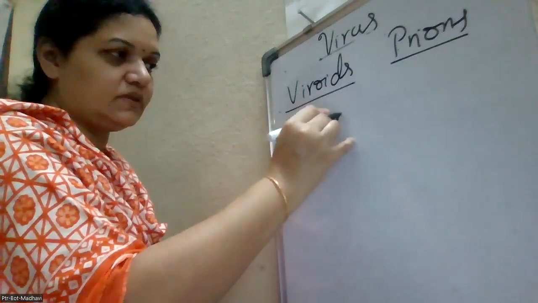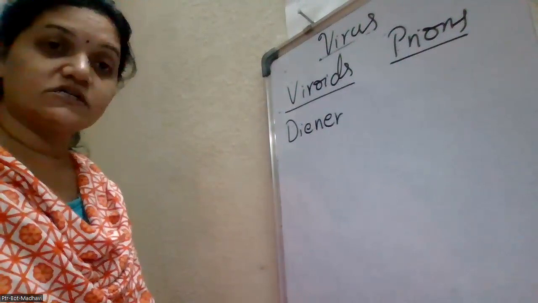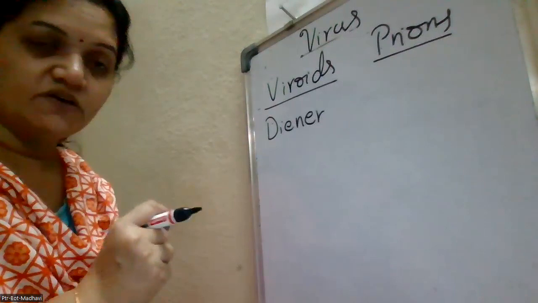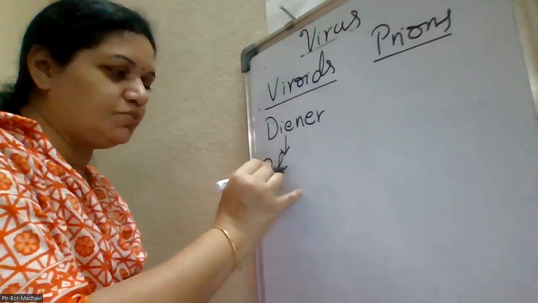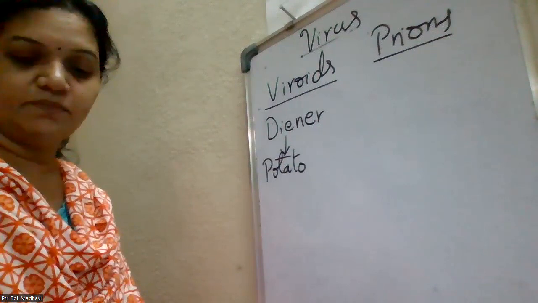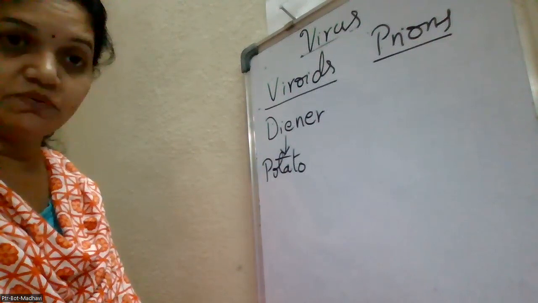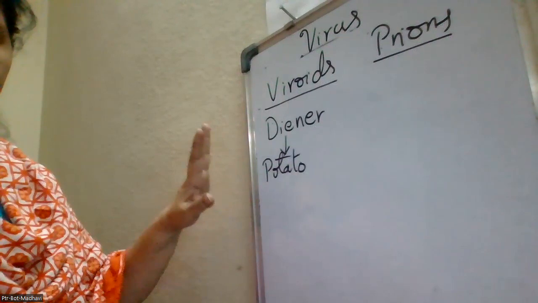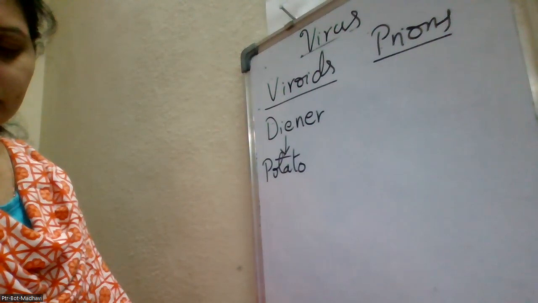Viroids were first identified by Diener. He discovered them as infectious agents much smaller than viral organisms, and they were first observed in the potato tuber. They cause the potato spindle tuber disease in potato tubers. These viroids are found to be free of protein coat.